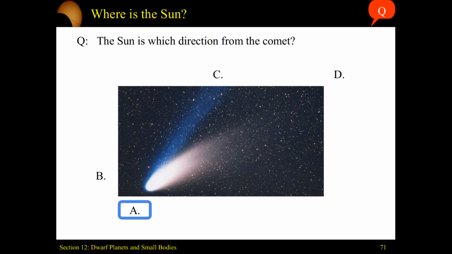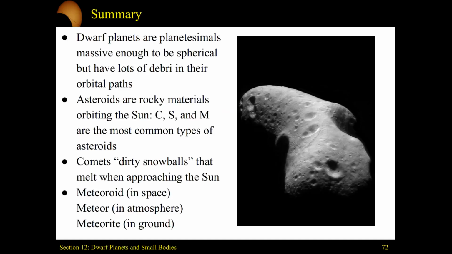Remember, you have the dust tail and the ion tail. And the ion tail is the one that's pointing away from the sun at all times, because the ion tail is getting blasted away by the solar wind.